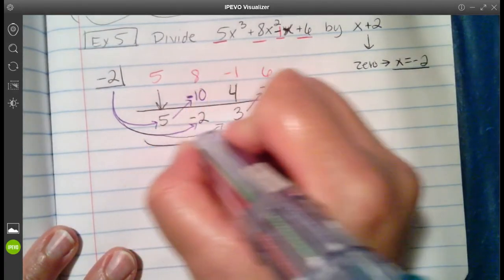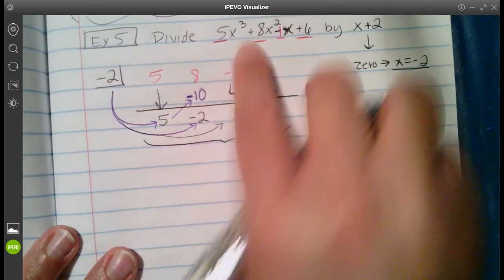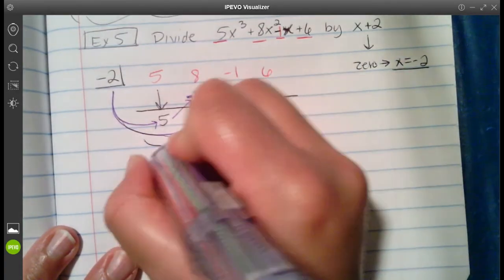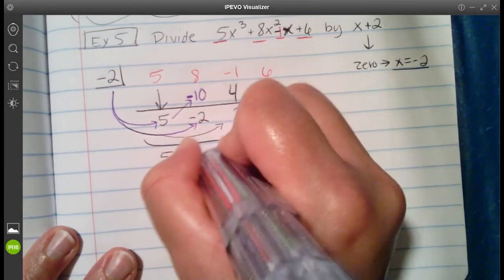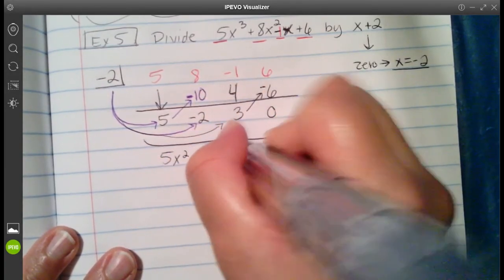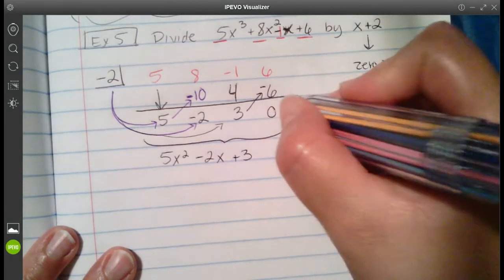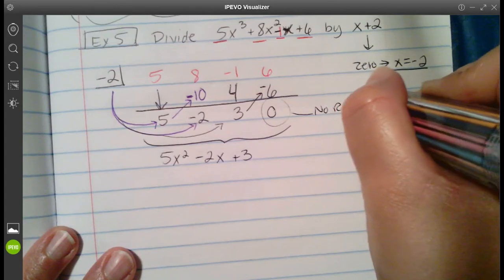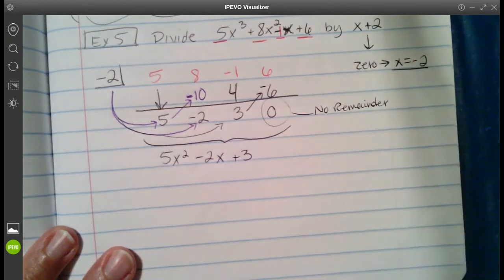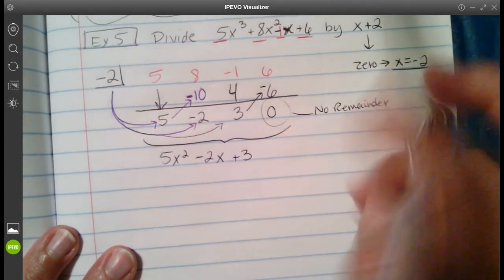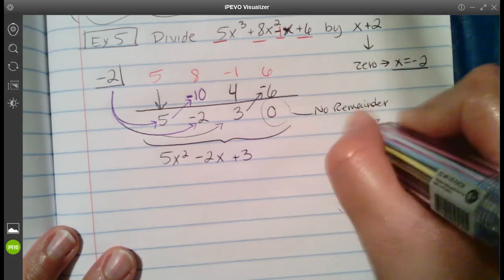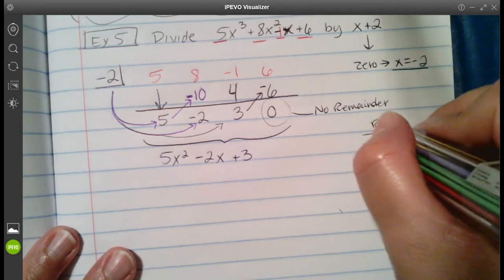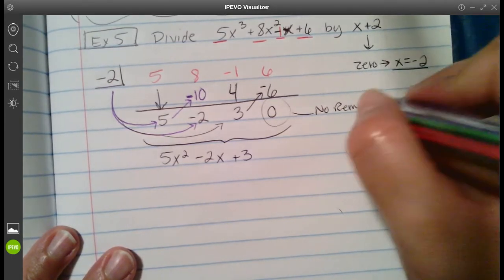So here's how this part works. A quadratic, because since the degree was 3, 1 degree less than 3 is 2. So this would be 5x squared minus 2x plus 3. And this one means there is no remainder. If there was a remainder, you would just write the remainder r divided by your divisor, just like we did before.